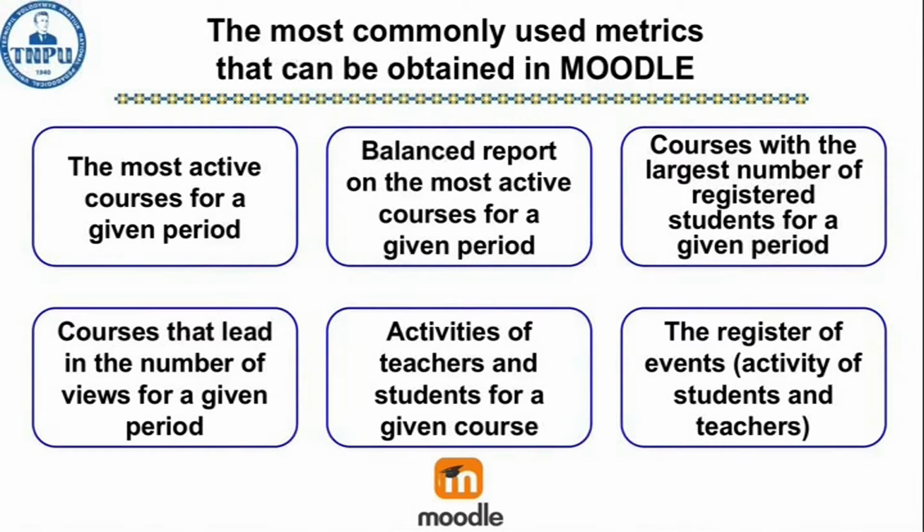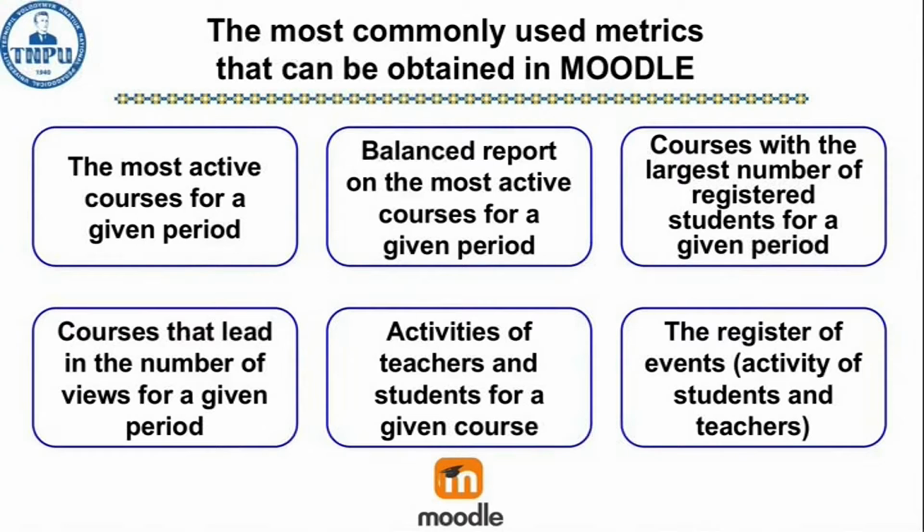Courses with the largest number of registered students for a given period. This is the coefficient of student activity on the course, which is calculated as the ratio of the number of active users of the course to the total number of registered users.